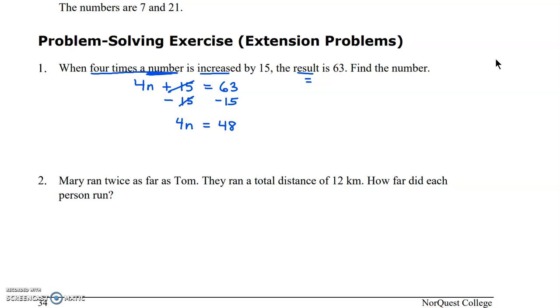So we are multiplying 4 times n, so we're going to divide, and we're going to do that to the other side. Canceling 4 divided by 4, leaving us with n is equal to 48 divided by 4, which is 12. So we've now found our number.